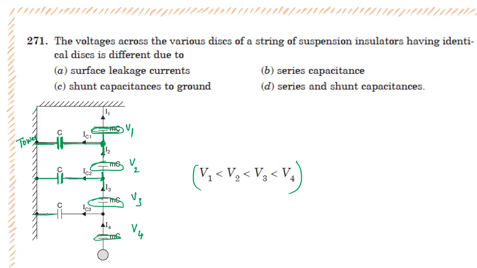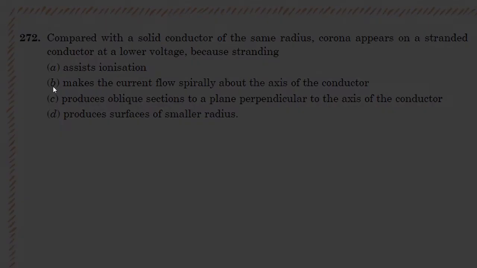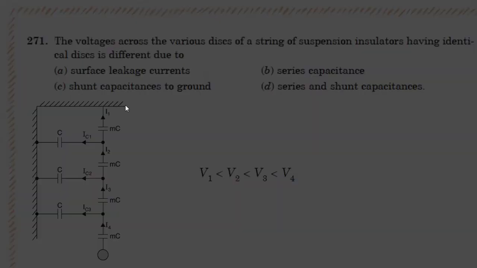Because of that shunt capacitance to the ground, the tower being connected to ground, there are differences in voltages, since different currents flow into the ground at the locations of the metallic links. So we have voltage differences because of the capacitors and also because of the shunt capacitance with the tower, and the tower is nothing but ground. So shunt capacitances to the ground are making the voltage differences here. Therefore option C must be the correct answer for the 271st question.